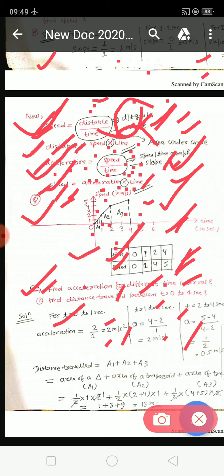So from here you can find the first question, acceleration, because the slope of those lines will give you the acceleration. The second question, what is distance? In a speed-time graph, distance is simply the product, so the area under the curve. I won't repeat the slope again, only I will tell you one thing.